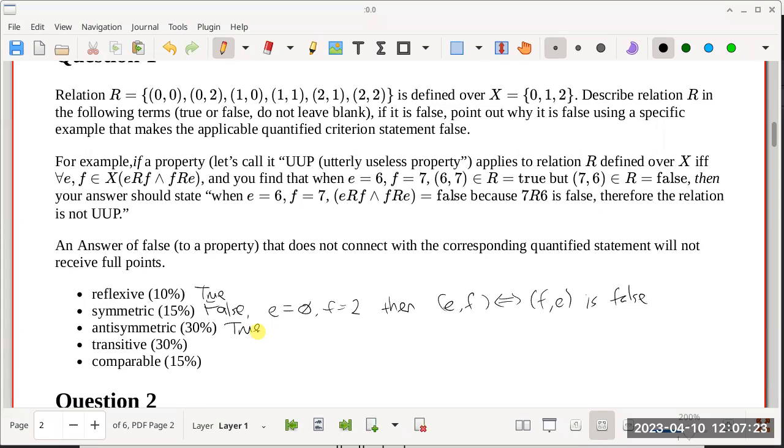Are you good? Okay. So in this case, it is anti-symmetric. Next one up is transitive. The question is, is this relation transitive? So that one I have to take a look first. The 2, 1, 1, 0. Oh, there we go. So we have 2, 1, we have 1, 0, but 2, 0 is missing. So it is not transitive.